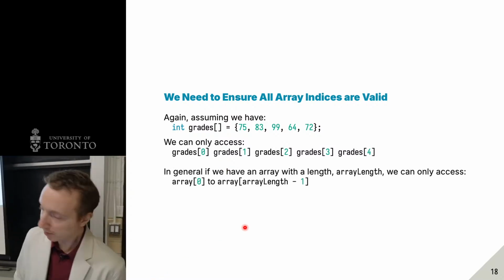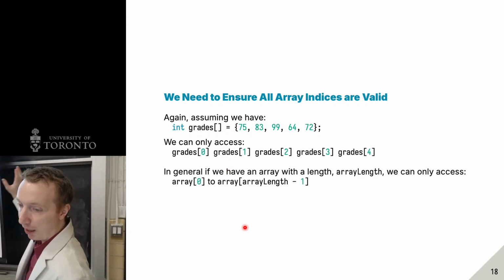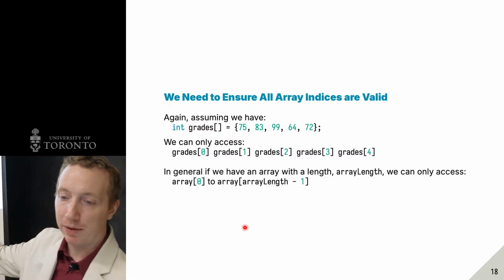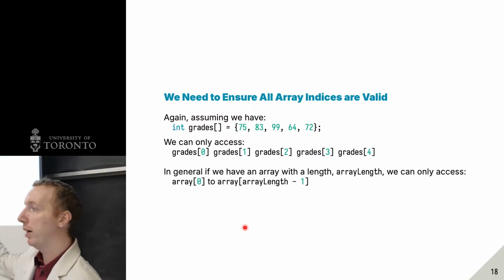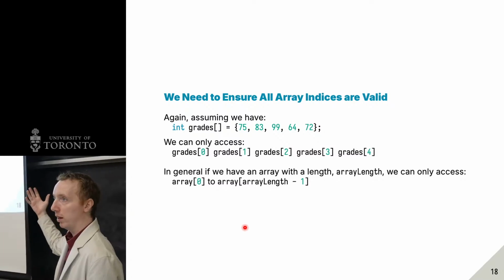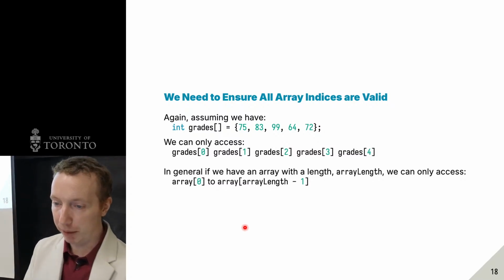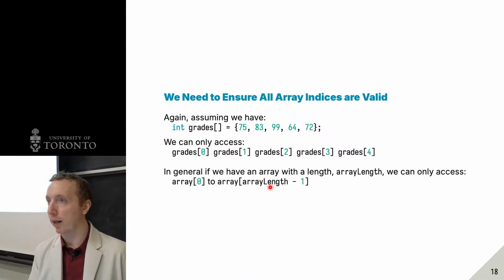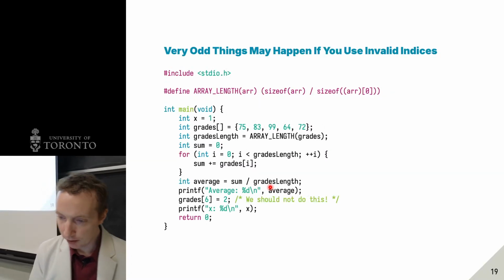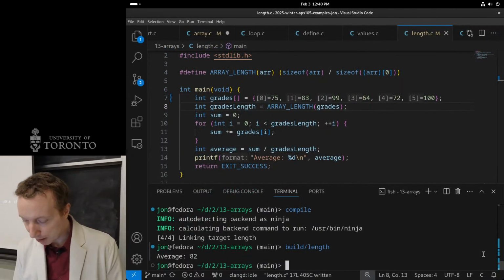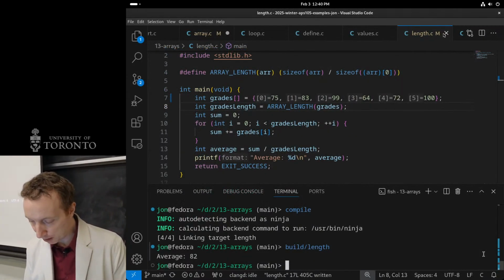So in general, if you have an array with a length, call it array length, you can only access elements 0 up to array length -1, right? Because it's 0 indexed, you can't access array length. That would be beyond the scope. It's always 0 up to array length -1. So very, very odd things might happen if you have screwed up.